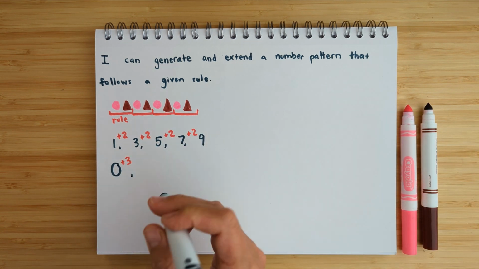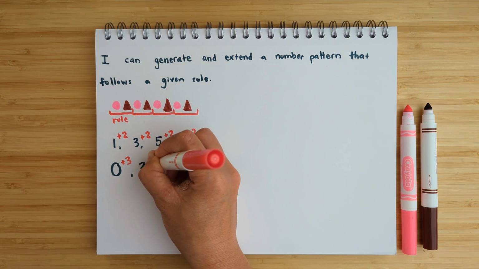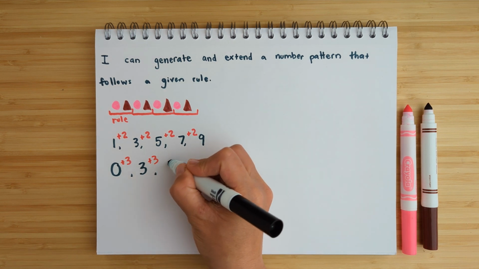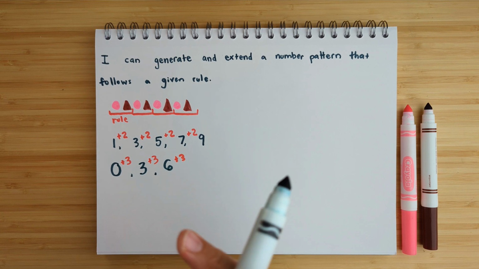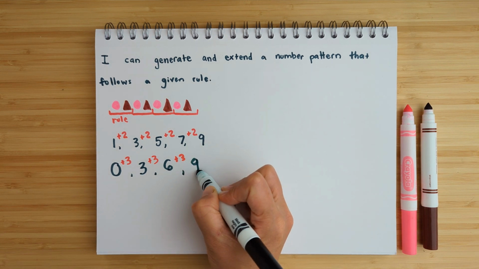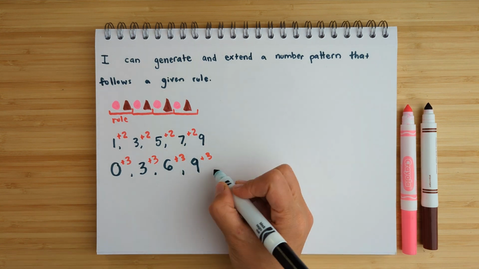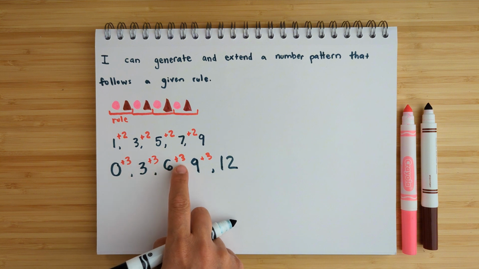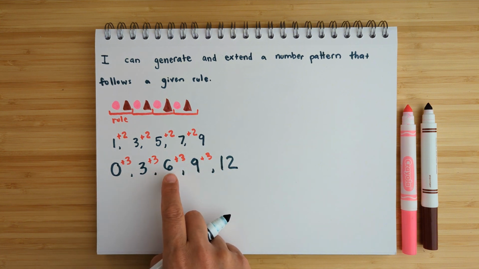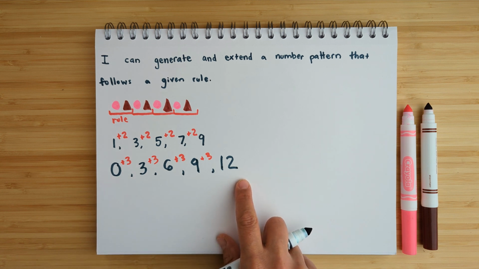0 plus 3 is 3. 3 plus 3 is 6. 6 plus 3 is 9. 9 plus 3 is 12. So my rule is in red. It's plus 3 or add 3, and that will get me to the next term. The rule keeps repeating, so therefore it creates a pattern.